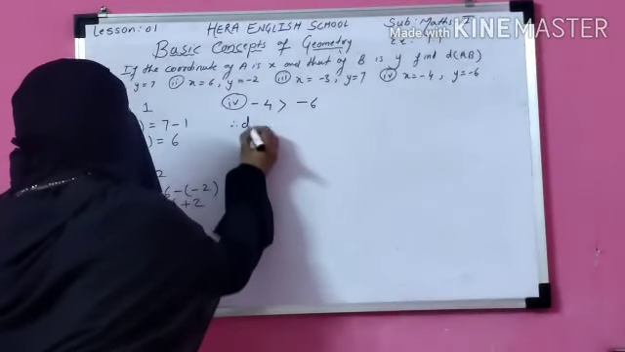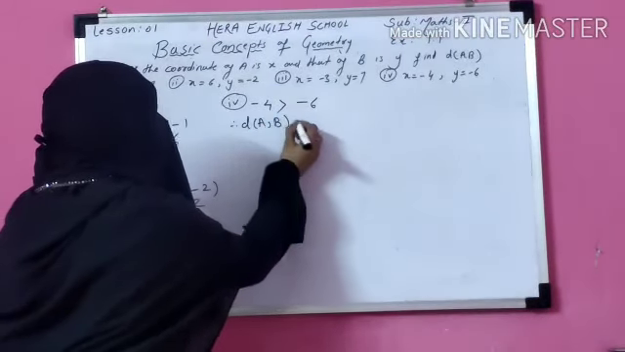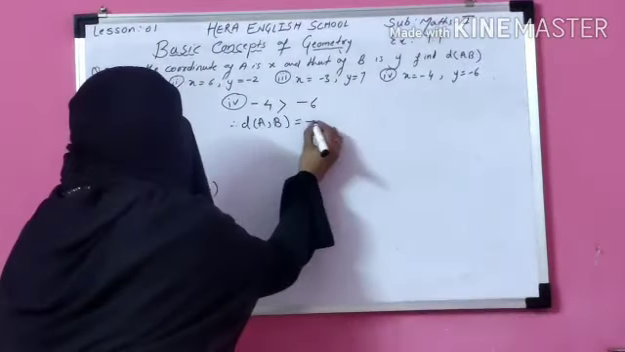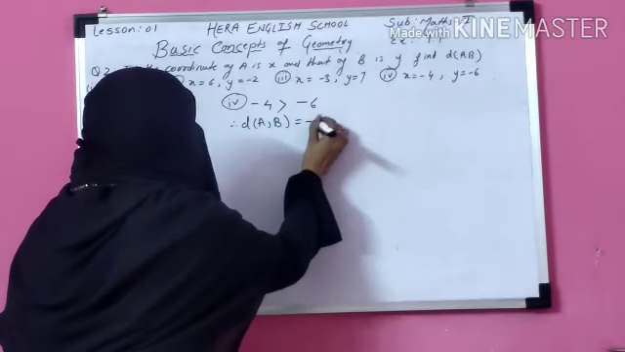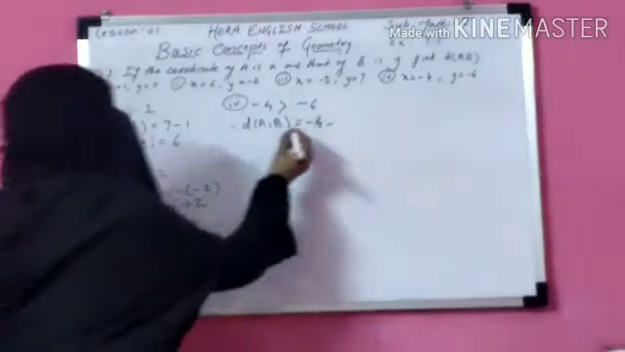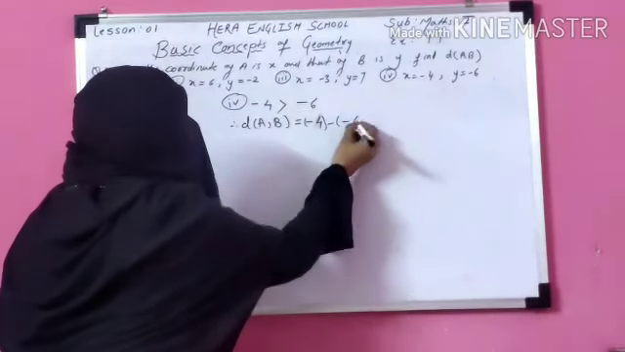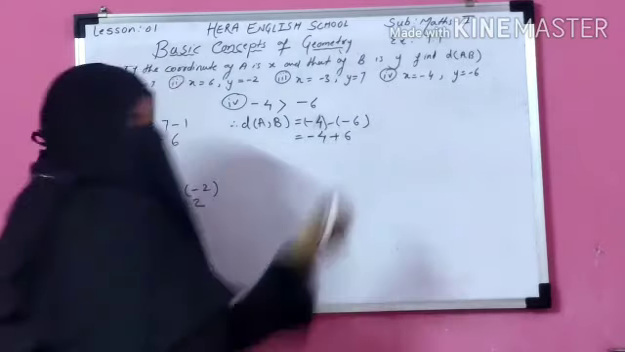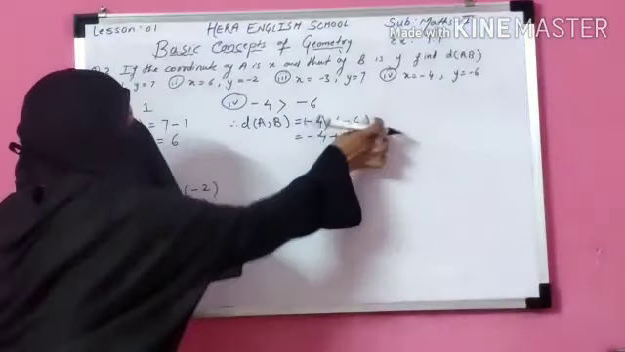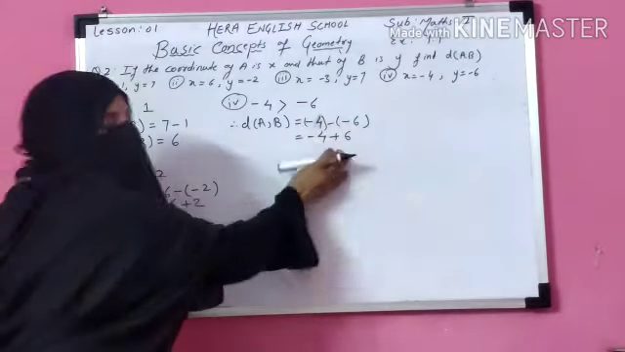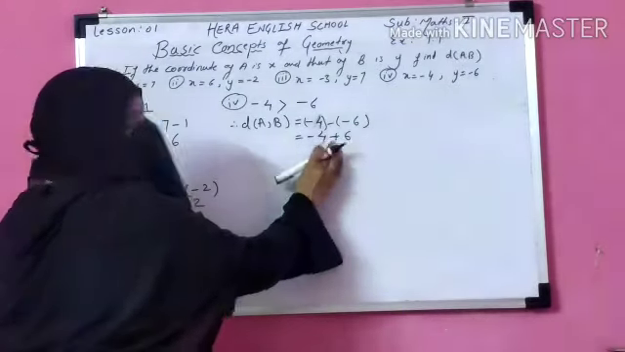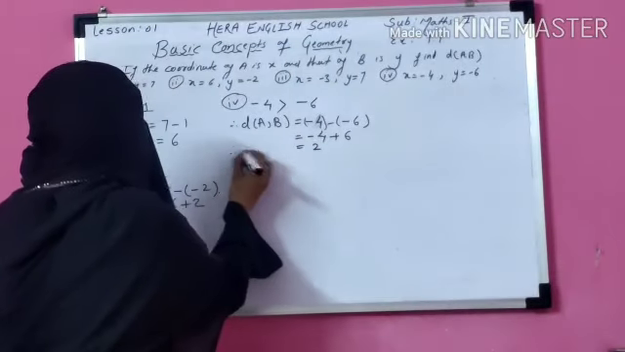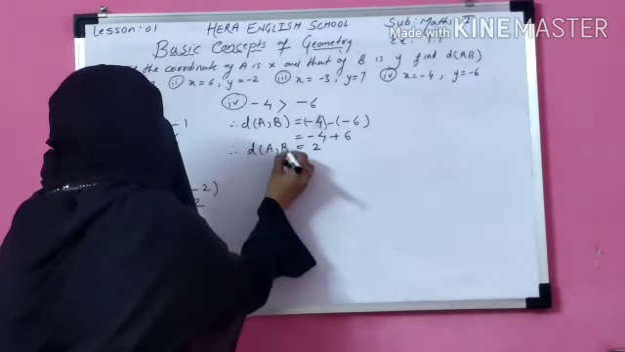So therefore, the distance between point A and B is nothing but greater coordinate minus smaller coordinate. So the greater coordinate here is -4, minus the smaller coordinate. Smaller coordinate is -6. Okay. -4 minus minus becomes plus 6. So it becomes plus 6. Then minus plus again minus. So 6 minus 4 is 2. So therefore the distance between point A and B is 2.